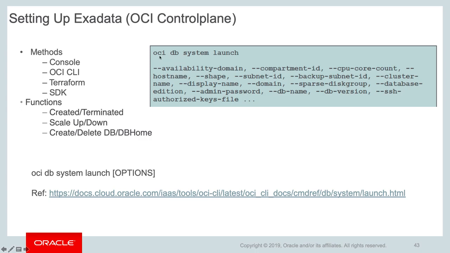One of the example is OCI DB system launch, and you need to specify certain parameters, and this is documented under this reference link. If you want to do it through command line, you can take a look at it.